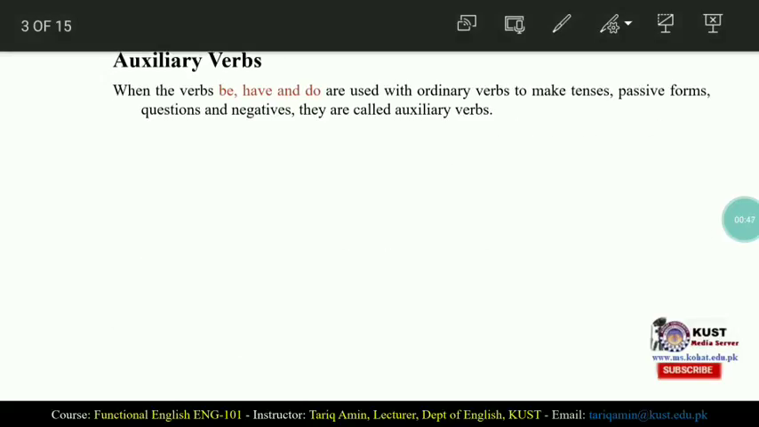Let's define what are auxiliary verbs. When the verbs be, have, and do are used with ordinary verbs to make tenses, to make passive forms, to make questions and negatives, they are called auxiliary verbs. When the verbs do, have, had, etc. and the different forms of the verb to be are used with ordinary verbs. Ordinary verbs are play, sing, write, read, etc. These are ordinary verbs.